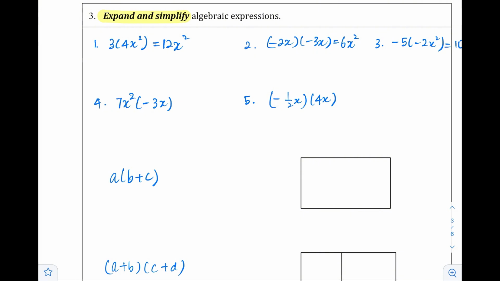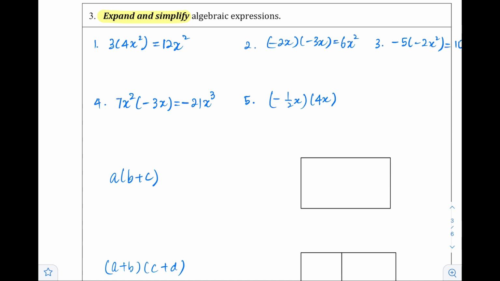Looking at question 4 now, I have 7x squared multiplied by negative 3x. So again, if I look at the numbers, it's 7 times negative 3. So positive number times negative number will give me negative. 7 times 3 will give me 21. x squared times x will give me x cubed.